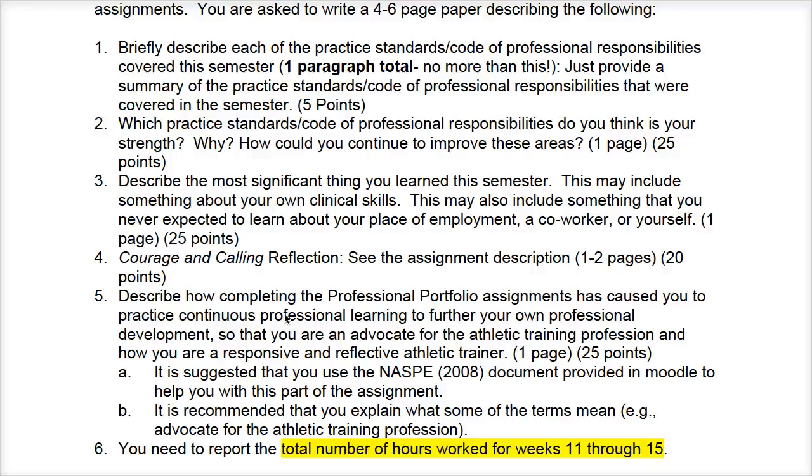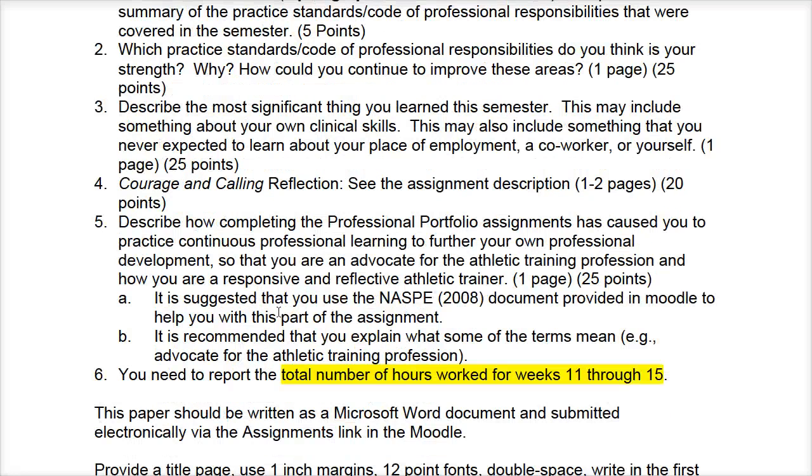One paragraph total for this. Just a summary of these things. That's all we want to discuss in this. You don't have to explain in too much detail. I also don't want you just to copy and paste them. So provide a little bit of explanation, but keep it to a paragraph total. That's 5 points.